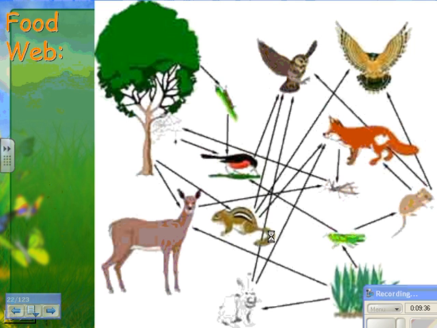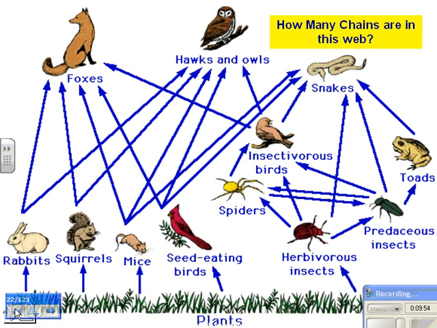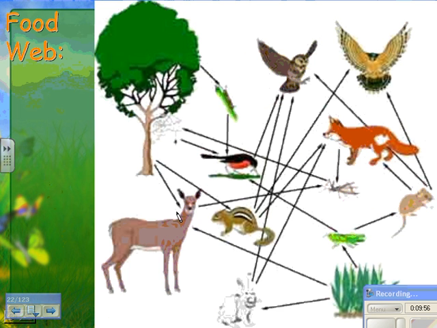So here's a producer, here's a producer. So here's a rabbit that can eat plants. And then the rabbit can get eaten by a fox, or it could get eaten by an owl. And then the grass not only gets eaten by the rabbit, but it could be eaten by the deer, or it could be eaten by the grasshopper. And the tree could be eaten also by the deer. Here's a spider that gets eaten by a bird, and the spider actually is already eating a bug.